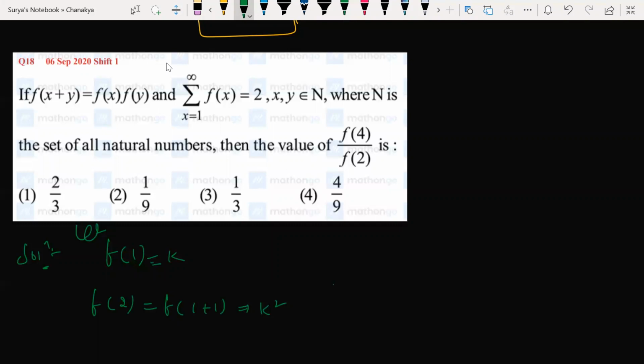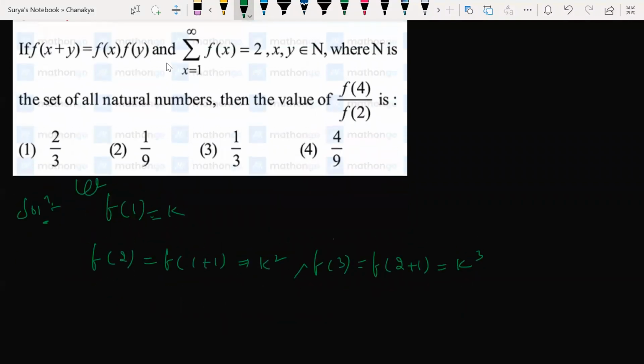And f of 3 is what? Similarly, f of 3 is f of 2 plus 1, which is k cube. Now, summation of x equal to 1 to infinity, f of x is equal to what? 2, given to you. Which can be written as k plus k square plus k cube, that is actually infinite, which is equal to 2.